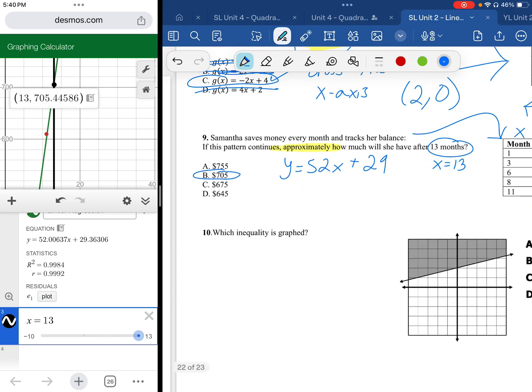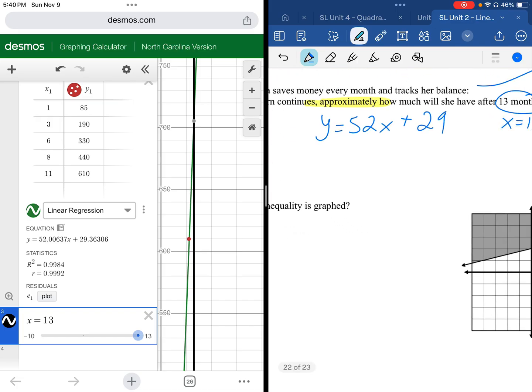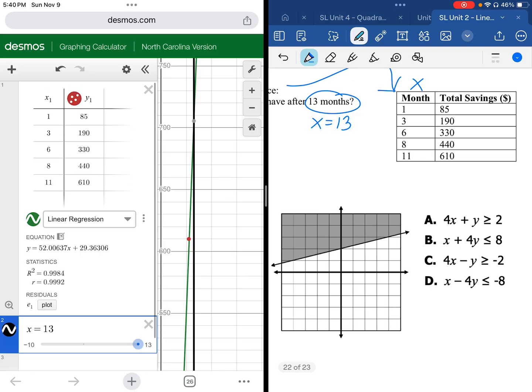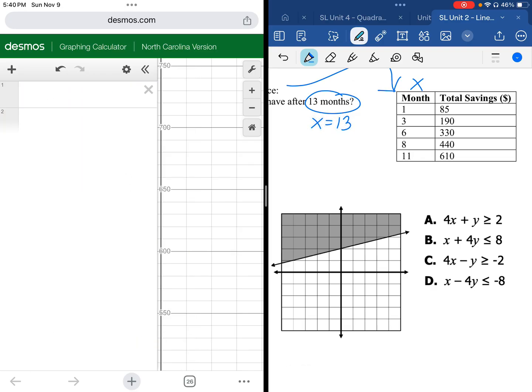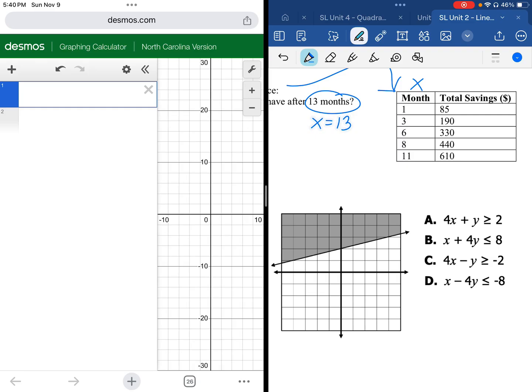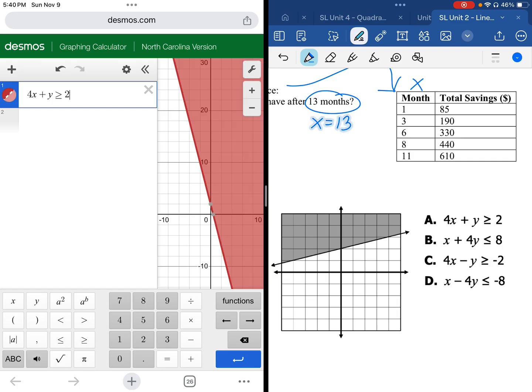Last one on here, number 10. It says, which inequality is graphed? Well, they give you the inequality. All we're going to do here is do a little guess and check. We're going to put each one of these in Desmos and see whether it matches or does not match. So our first one, 4x plus y is greater than or equal to 2.